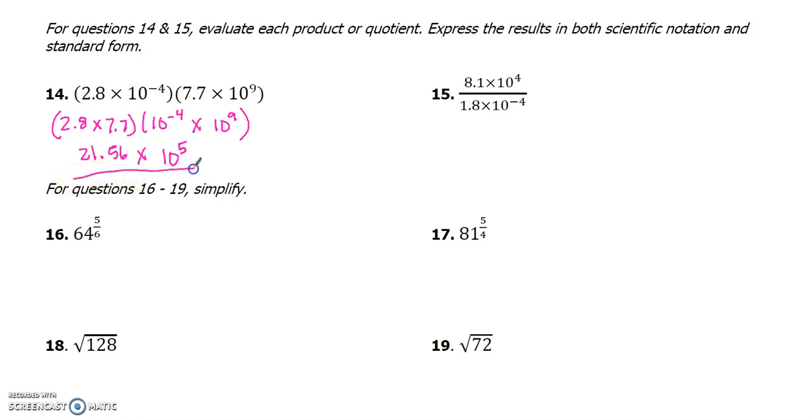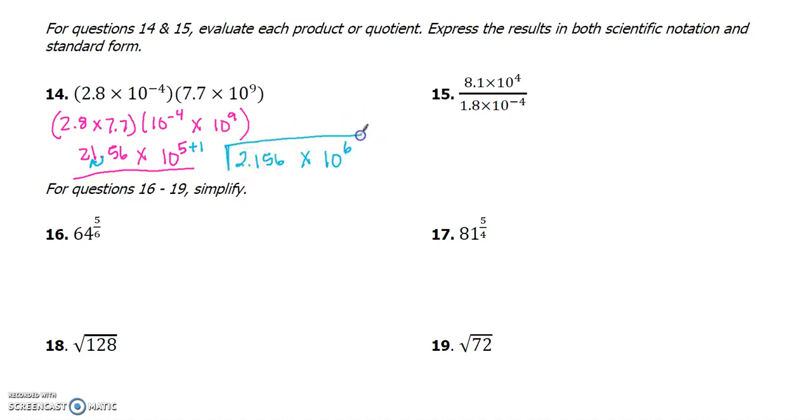Now let's look at what we have. We hope this is in scientific notation, but notice this number is bigger than 10, so I need to move my decimal point one place over. Let's try that again. I have 2.156 times 10, and because I moved it one place this way, I need to add 1 to my exponent, so I will have 10 to the 6th power.